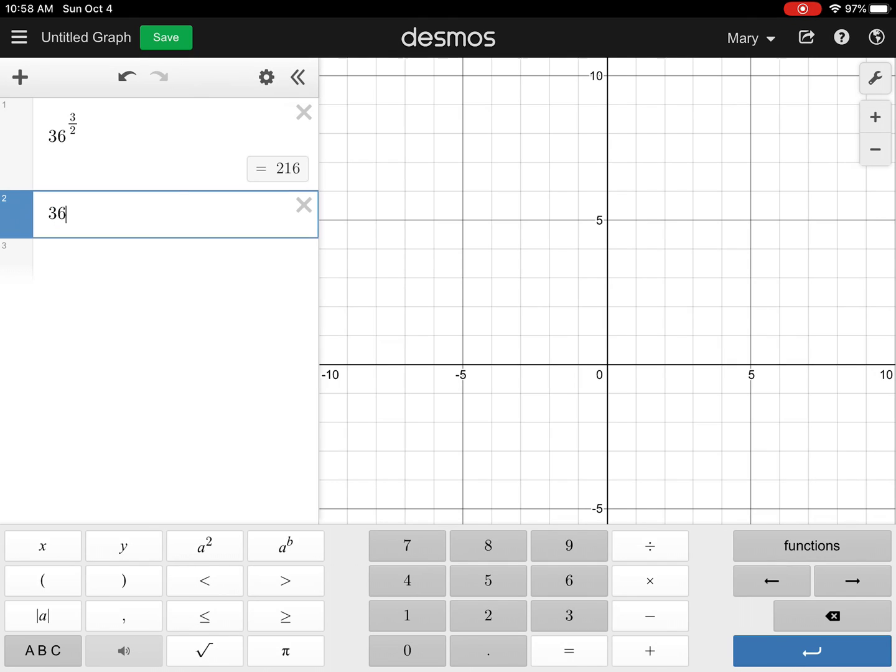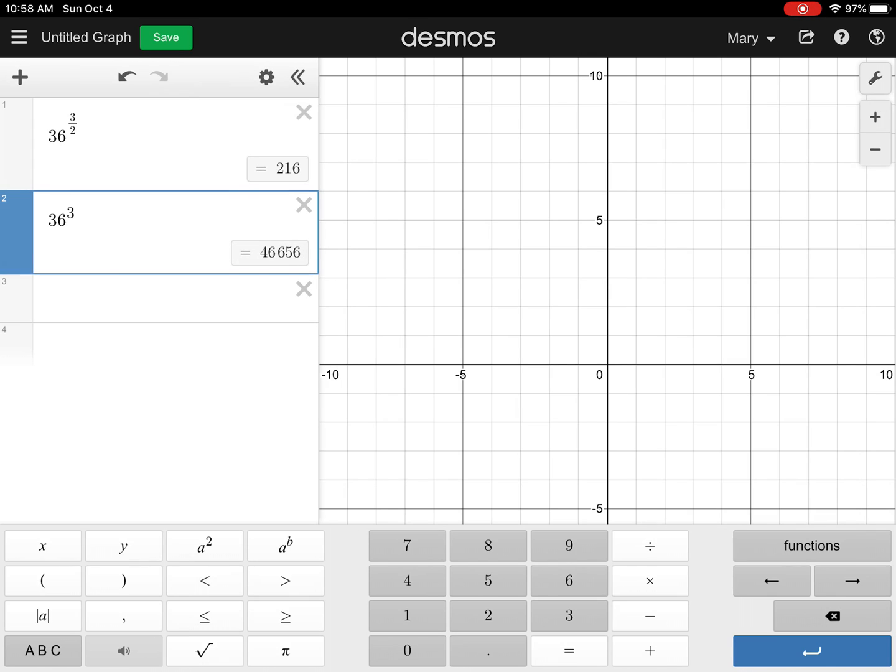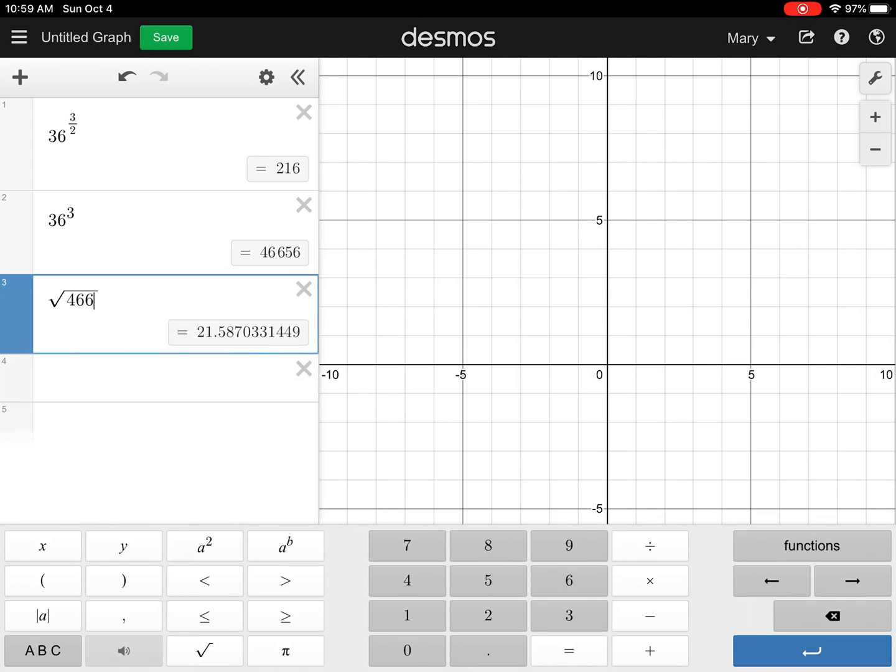So if I did 36 to the third power, I got this big number. There's the answer, 36 to the third power. And then I did the square root of that. So I did the square root, because that's what the half in there means, of 46656. And the answer is 216, same thing.